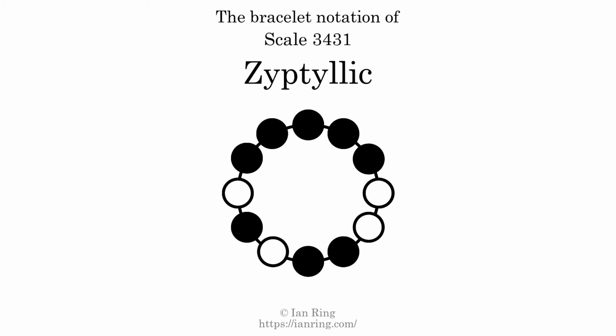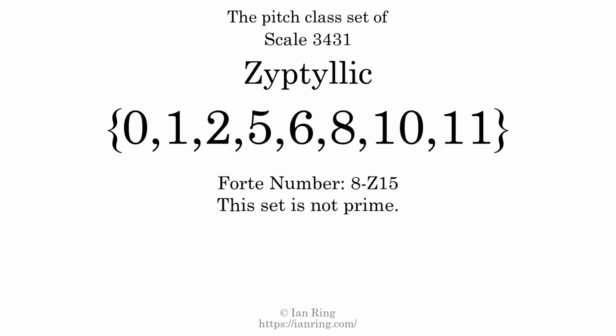This is a bracelet notation diagram of scale 3431. The shaded circles represent tones that appear in the scale, and they are read clockwise, starting at the top. The pitch class set for this scale is 0, 1, 2, 5, 6, 8, 10, 11.